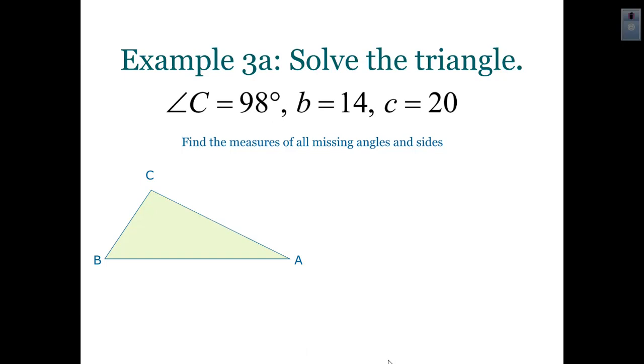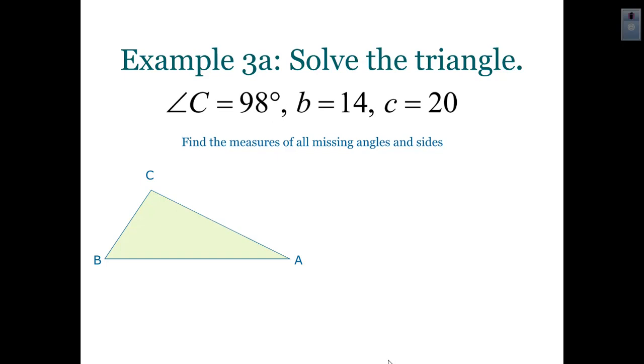All right, so let's pick up with example 3 now. In this problem it says solve the triangle. Anytime it says solve the triangle, or you see the word solve, it means to find all the missing values, either missing angle measures or missing side lengths.